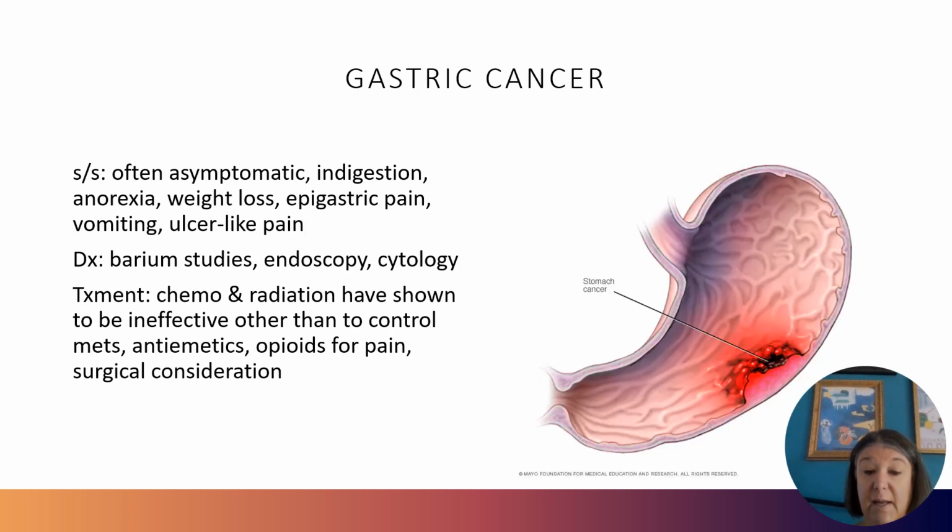Gastric cancer. Again, this is a cancer. Our treatment is going to be based on size, location, the person, all of that. Our signs and symptoms: the person can be asymptomatic, but we could see stuff like indigestion, anorexia, so they just don't feel like eating, weight loss, epigastric pain, vomiting, and then kind of like that ulcer pain, right? So burning. Diagnosis: barium studies, endoscopy, cytology.